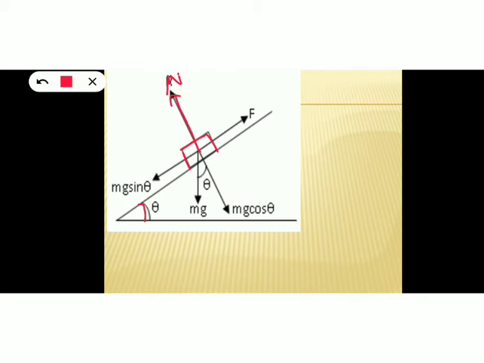And another one is the weight of the object, which is vertically downwards, mg. And the other force is the frictional force. The frictional force will act opposite to the direction of motion, because the object is moving down. So the frictional force will be developed opposite to that, that means towards this direction. So these are the three forces acting on the object.